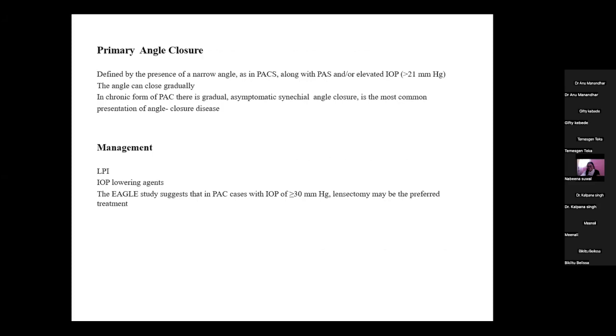Primary angle closure is defined as a primary angle closure suspect with raised intraocular pressure. It is a chronic form, and the patient may be asymptomatic. This is the most common form of angle closure. Management is laser peripheral iridotomy and IOP lowering agents, but the EAGLE study has suggested that in primary angle closure cases with IOP more than 30 millimeters of mercury, lensectomy is preferred.